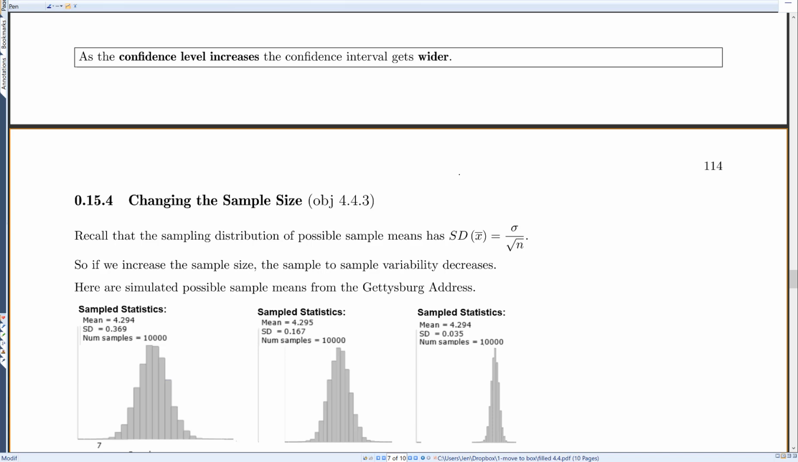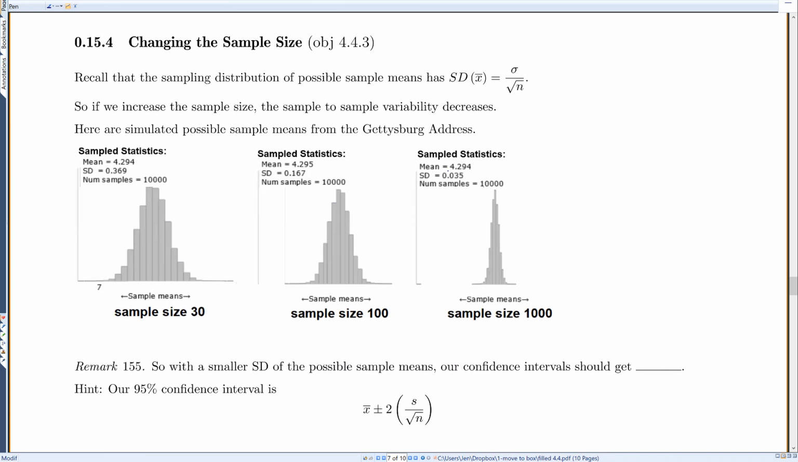Okay, what happens if we change the sample size? Remember, the sampling distribution for possible sample means has a standard deviation of x bar equals sigma over square root of n. So if we increase the sample size, the sample-to-sample variability, this standard deviation of x bar, should decrease, because if n gets bigger, you're dividing by something bigger and bigger, and if you divide by a bigger number, then overall it gets smaller.